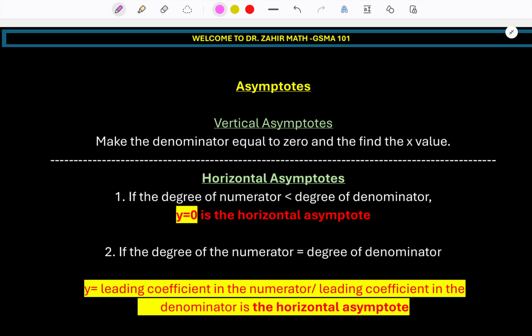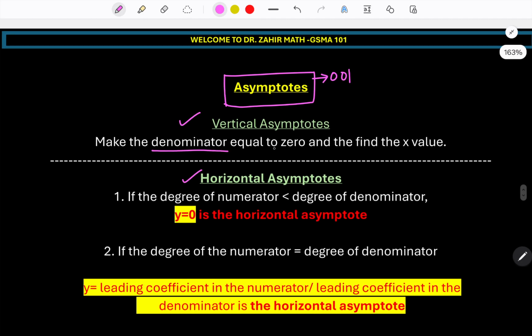Now we are going for the next topic, which is asymptotes. Asymptotes you already studied in 001. There are two types of asymptotes: vertical asymptotes and horizontal asymptotes. For vertical asymptotes, I'm not going to give you the definition or explanation. I'm just going to tell you how to find them. Just make the denominator equal to 0.